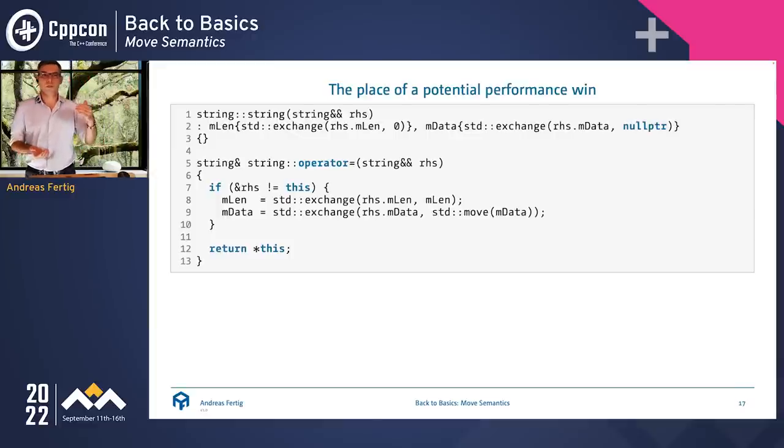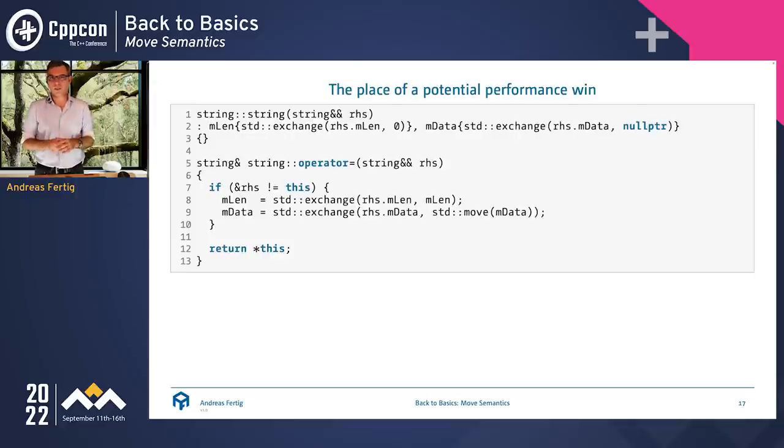Here you can see, first at the top, the move constructor. In line number 2, I'm of course setting the length of my new string from the value of the right-hand side string. And I'm using a utility function from C++17, std::exchange. It works the way that we pass in the old value and the new value. Internally, it swaps them and returns me the old value, such that I can assign the old value to my member mLength here in the constructor's initializer list. And then do the same with mData.